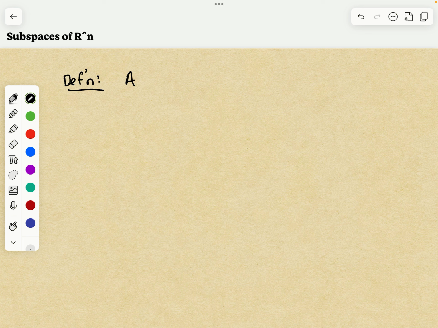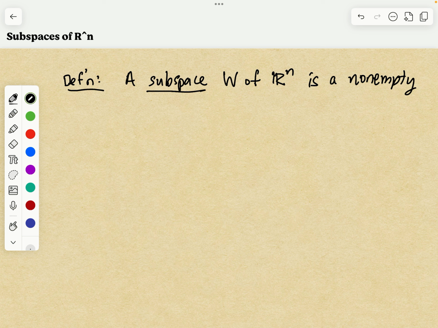A subspace W of Rn, so it's a subset of Rn, is a non-empty subset. What does non-empty subset mean? There's something called the empty set. The empty set is the set that consists of no elements. And being a non-empty subset means that there has to be at least one element in W. So W has to have at least one vector in it.